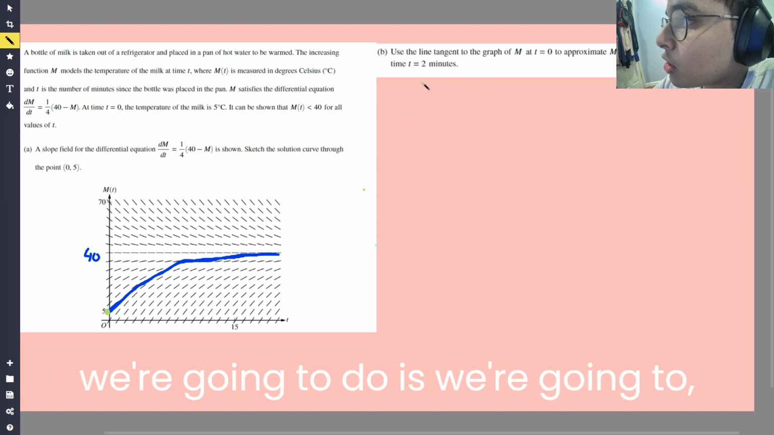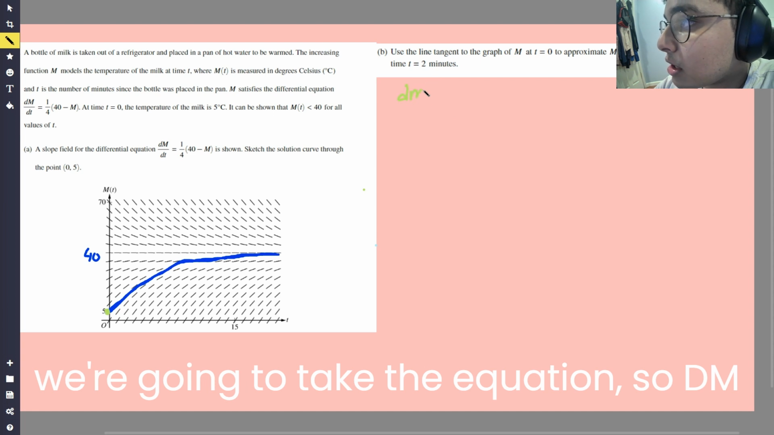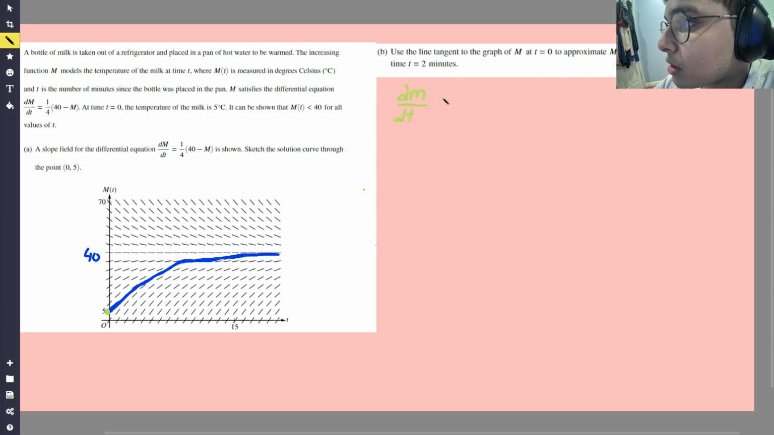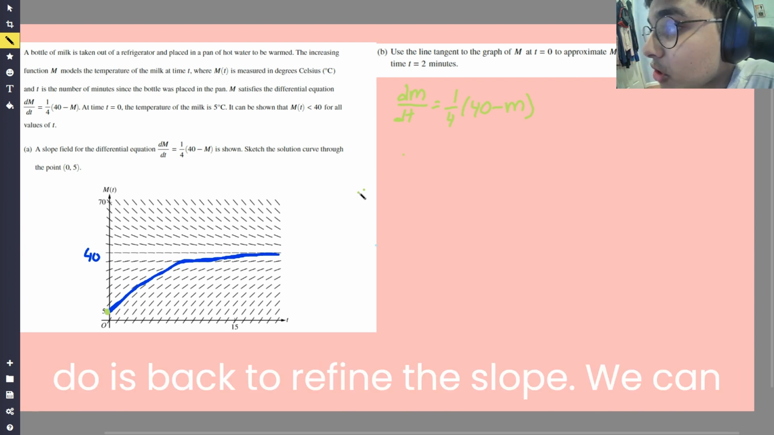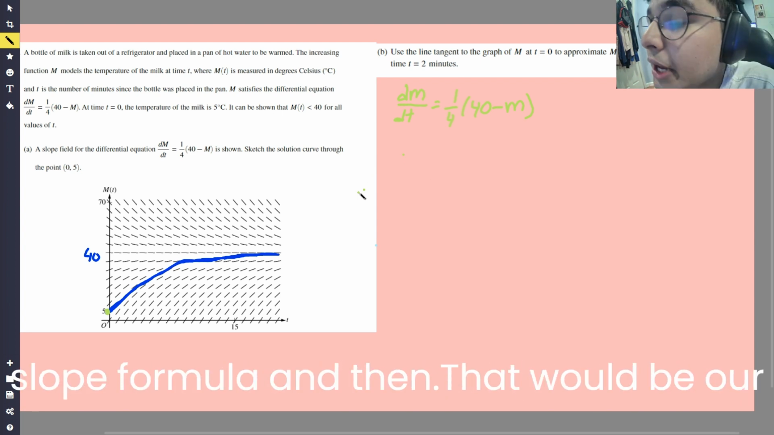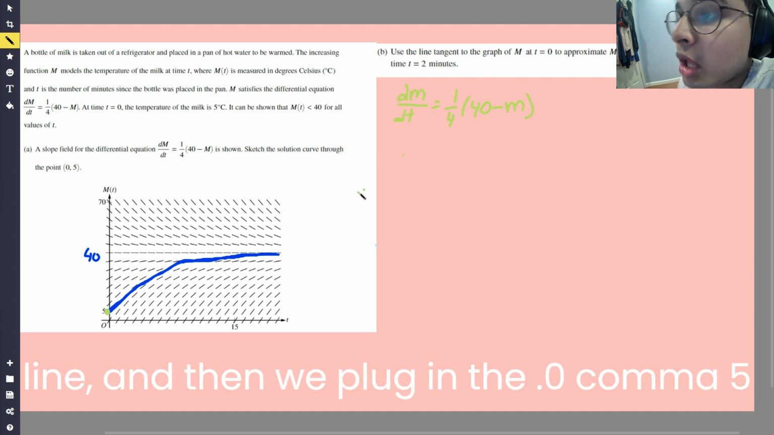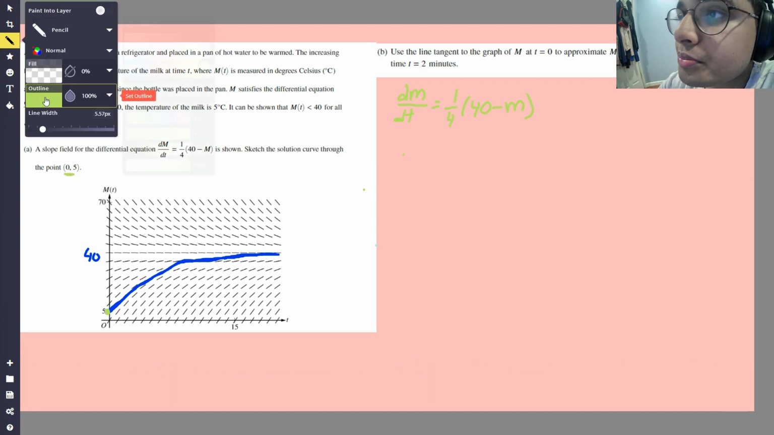So what we're going to do is we're going to take the equation. So dm over dt is equal to 1/4 (40 minus m). So this is the derivative. This is finding the slope at that point. So we can use this equation to find the slope at that point, and then after we find the slope, we can use the points given, plug it into the point slope formula, and then that would be our line. And then we plug in the point (0, 5), and we find whatever that approximation is.